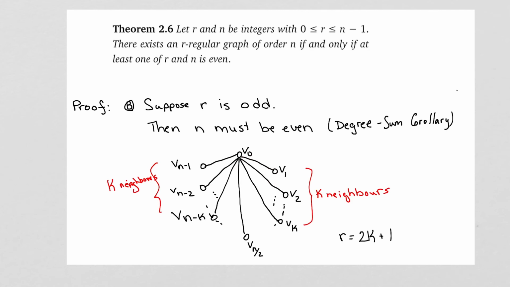So I would do that at V0, k along this direction, k along that direction, and then the opposite. And then I would just repeat this for V1. I do k neighbors clockwise, k neighbors counterclockwise, and then I would look for V sub n over 2 plus 1 that would be directly across from it. So I would just repeat with every vertex in the graph.